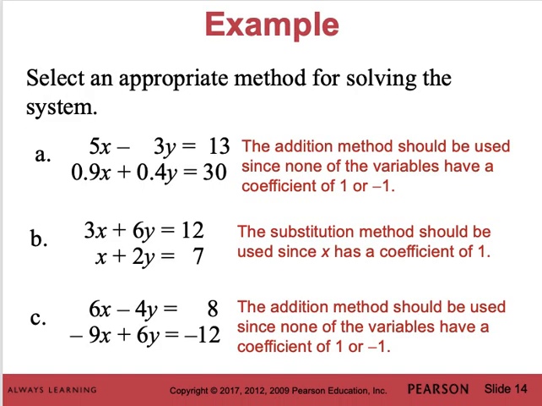And here's some examples. Let's take a look and figure out which method would be the best one to use. In the first example, the addition method should be used since none of the variables have a coefficient of 1 or -1. The second example, we could use substitution since x has a coefficient of 1. And in the third one, the addition method should be used since none of the variables have a coefficient of 1 or -1.